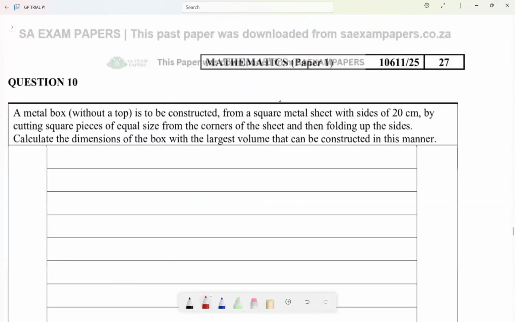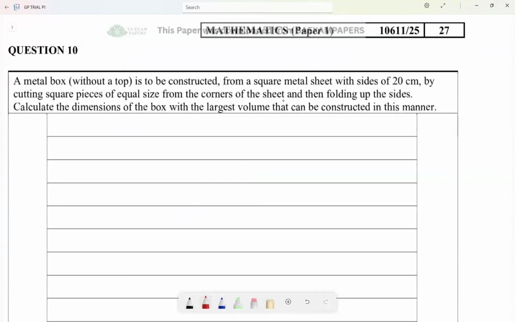Let's move to question 9. Oh, sorry, question 10. Question 10. Okay. What does question 10 say to us? Let's see. Oh, sorry about that. What did I do? My screen. Let me do this.